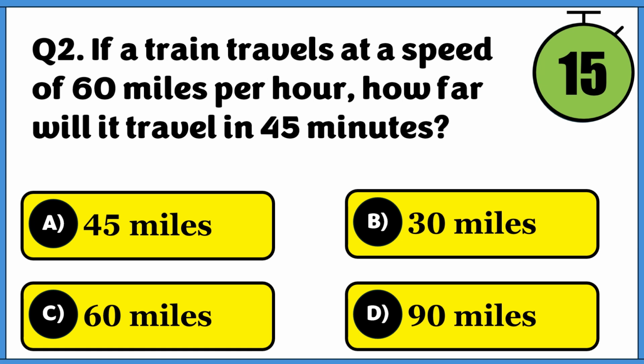Question 2. If a train travels at a speed of 60 miles per hour, how far will it travel in 45 minutes? Is it A, 45 miles, B, 30 miles, C, 60 miles, or D, 90 miles?